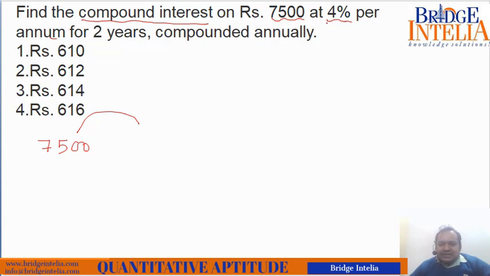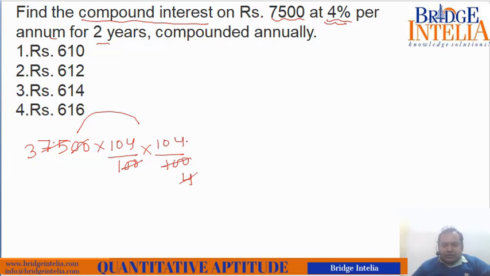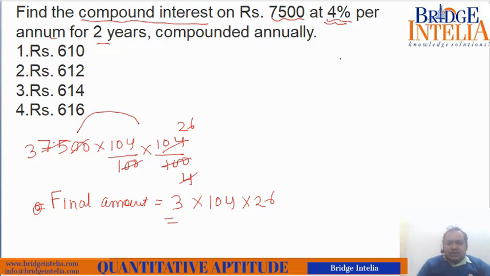So 7,500 is increased at a rate of 4% for 2 years. So 100 plus 4, 104 by 100. For 2 years, you have to multiply this for 2 years. So 7,500 will become this much. These two zeros cancel, 75 and 100, so 3 by 4. So 4 and 104, so 26 times. So the final value, or you can say the final amount, is equal to 3 into 104 into 26. This comes out to be equal to 8112.